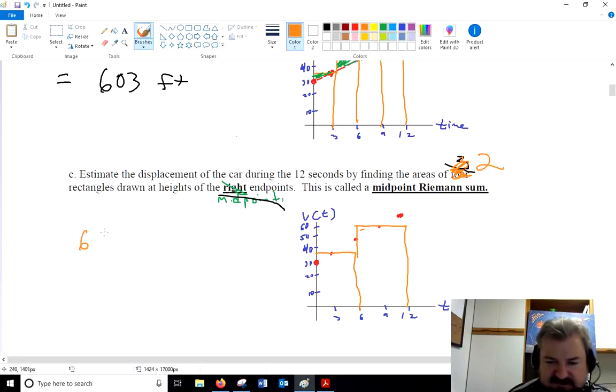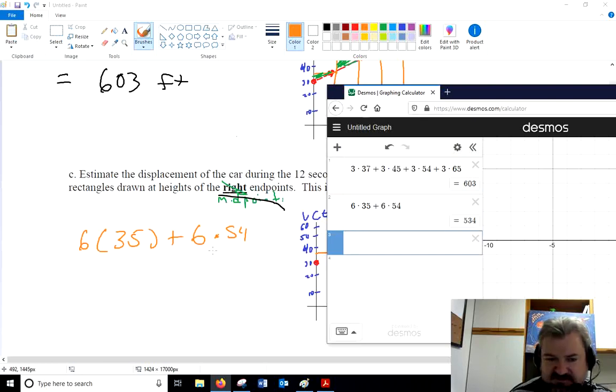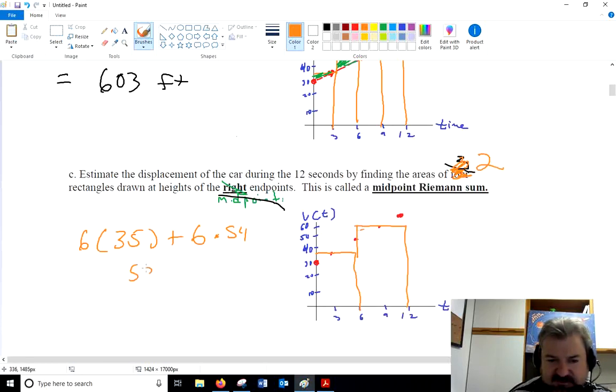So that becomes 6 this time times 35 plus 6 times 54. And I wonder what that's going to give us. So that would be 6 times 35 plus 6 times 54, that's 534. So a little bit in between. And I like that one. We can see that we overestimate on one side, but we kind of account for that by taking off a little bit on the right. So a midpoint Riemann sum is when you use the height of a rectangle from the middle of each partition.